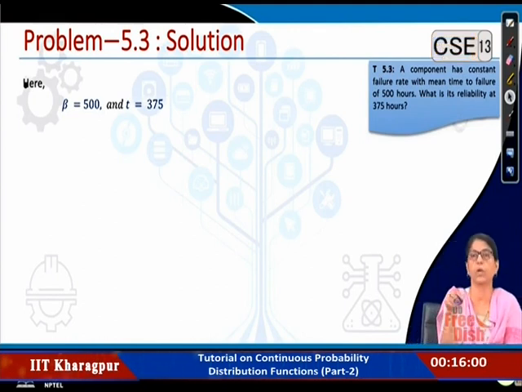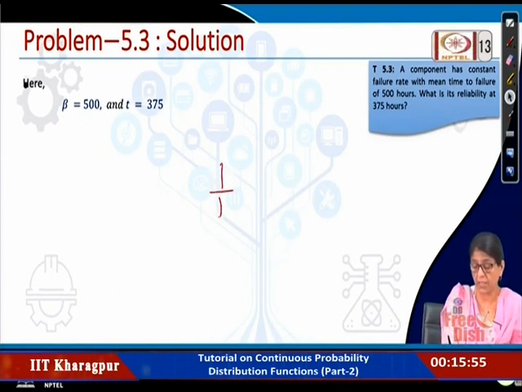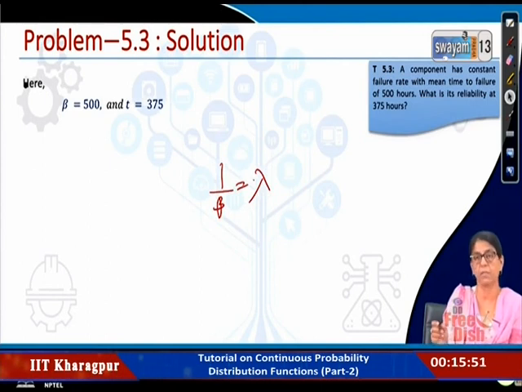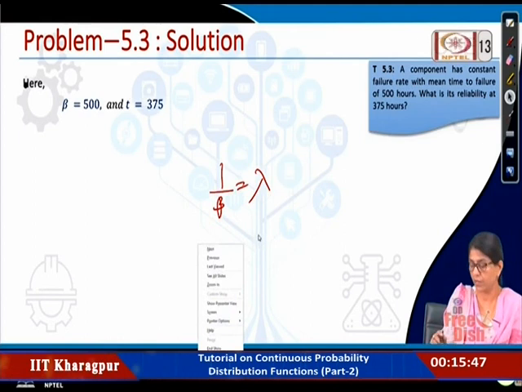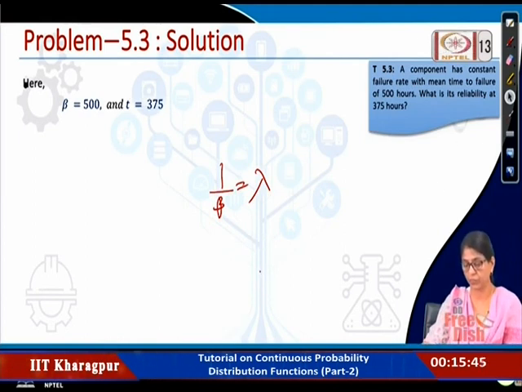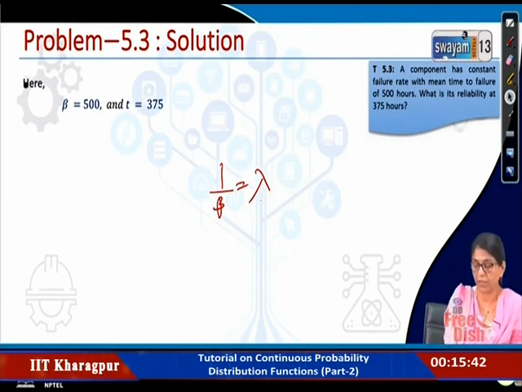Exponential distribution, we know it is 1 by beta e to the power minus x by beta. Again, one more thing, the 1 by beta is also equal to lambda. We have seen that, isn't it? 1 by beta is nothing but equal to lambda. We have already discussed. So, instead of writing 1 by beta, we can also write lambda.